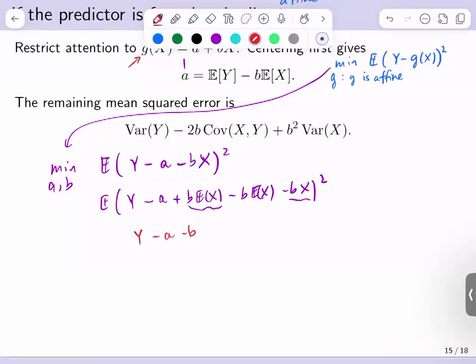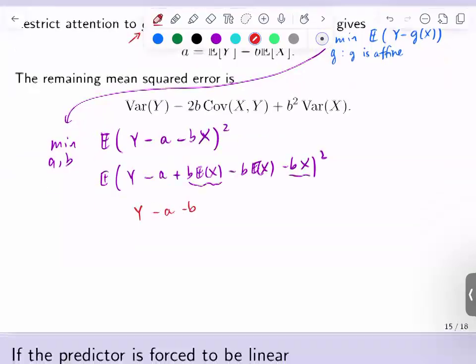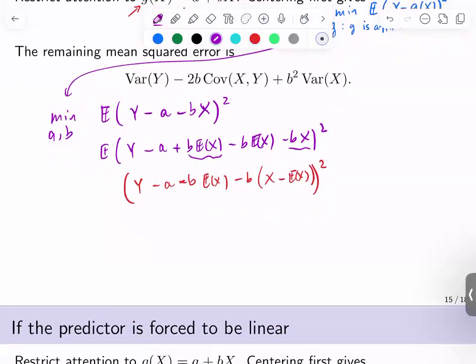Yeah, minus b. And then plus, or rather, let's do it, minus b x minus expectation of x. Okay, so that's that. Let me know if it wasn't correct, but I think the first would give me that term, the second would give me this term.